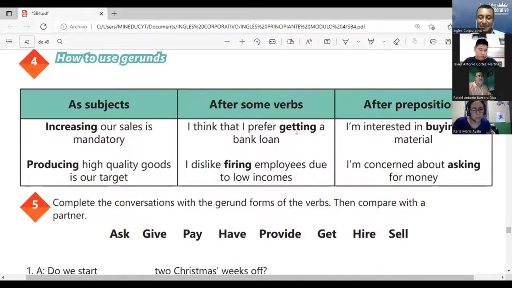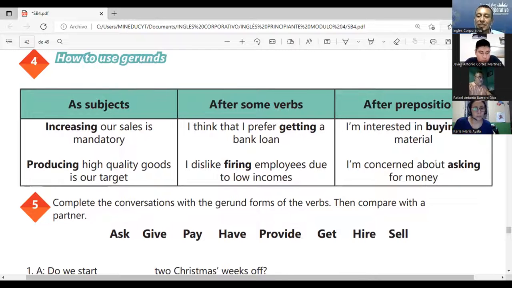Any question? I am interested. Repeating, in is a preposition, right? I'm interested in. So after prepositions, I put ing in the verb. Después de preposiciones, le pongo ing al verbo.